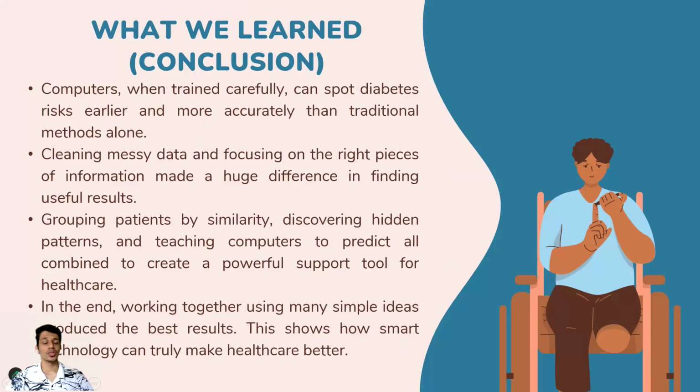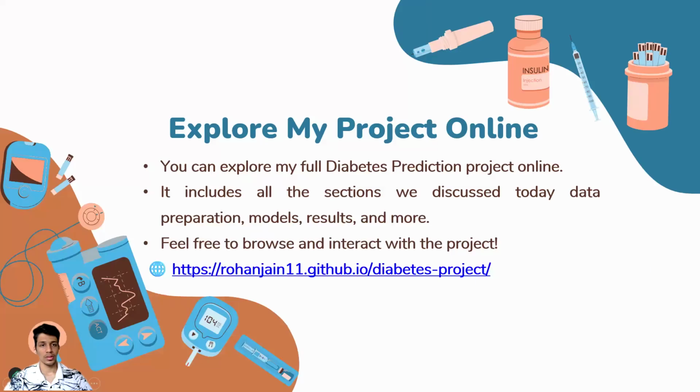Conclusion. In conclusion, this project showed that even with basic health measurements, computers can learn to detect diabetes risk much earlier than traditional methods alone. Careful data preparation, smart pattern discovery, and combining simple ideas led to great results. Machine learning doesn't always have to be complex to be powerful. Sometimes using simple tools thoughtfully gives the best impact. Healthcare can truly benefit from this, making early diagnosis faster, cheaper, and more accessible to everyone.